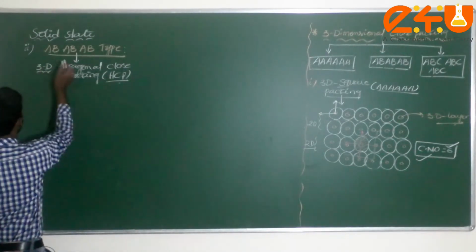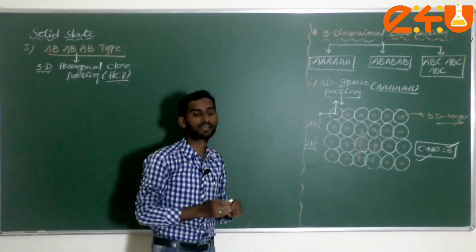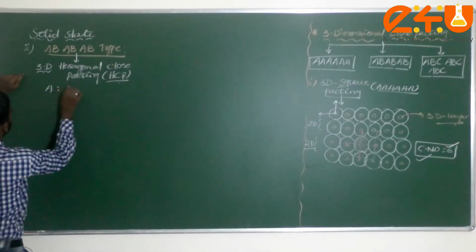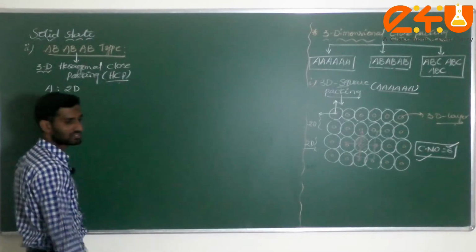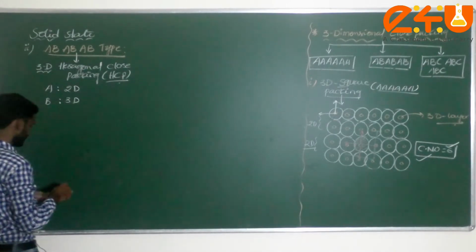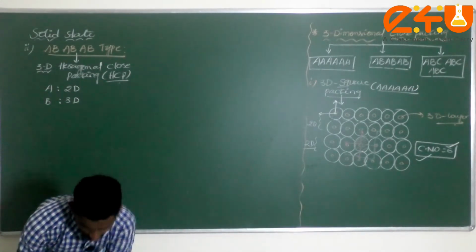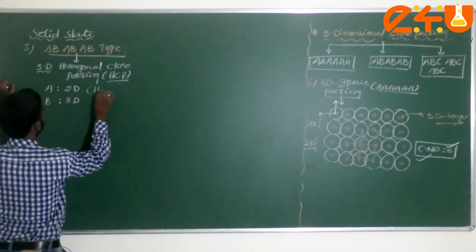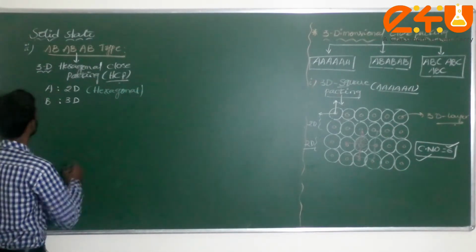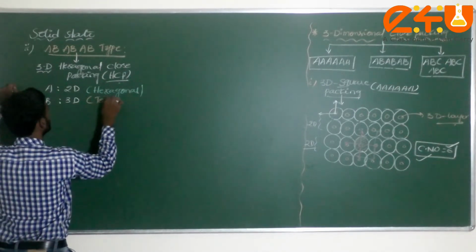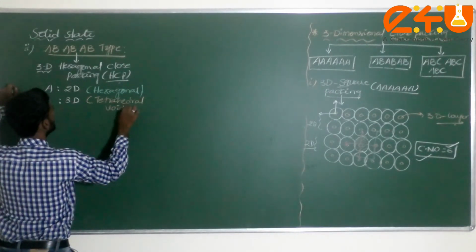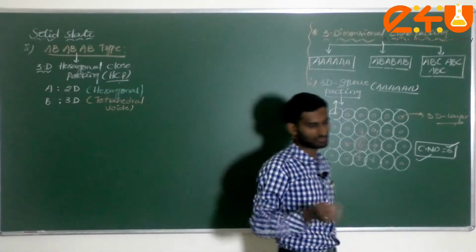Okay, sir, how are we going to observe this? Hexagonal close packing, how are we observing it? The atom A indicates the 2-dimensional layer. Next, atom B indicates the 3-dimensional layer. The 2-dimensional layer comes under hexagonal. In the 3-dimensional one, we are going to observe tetrahedral voids. What are tetrahedral voids and what are octahedral voids? We are going to discuss that now.